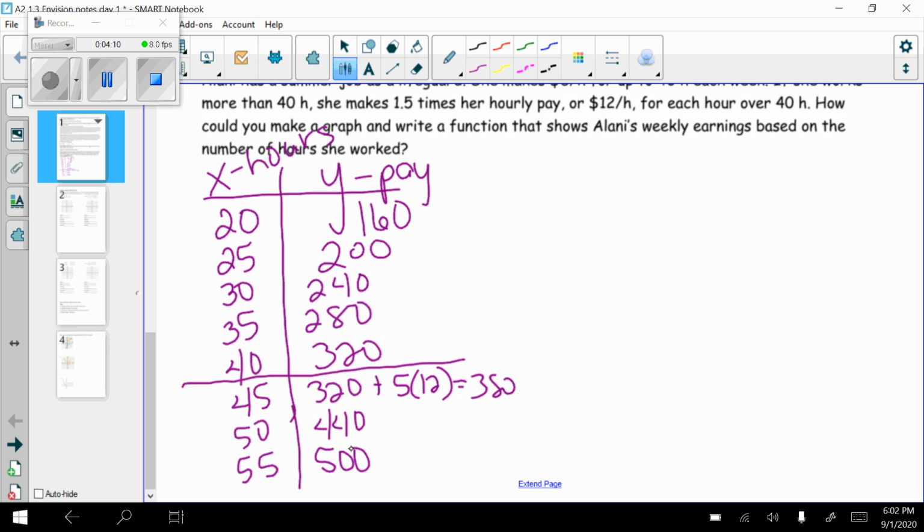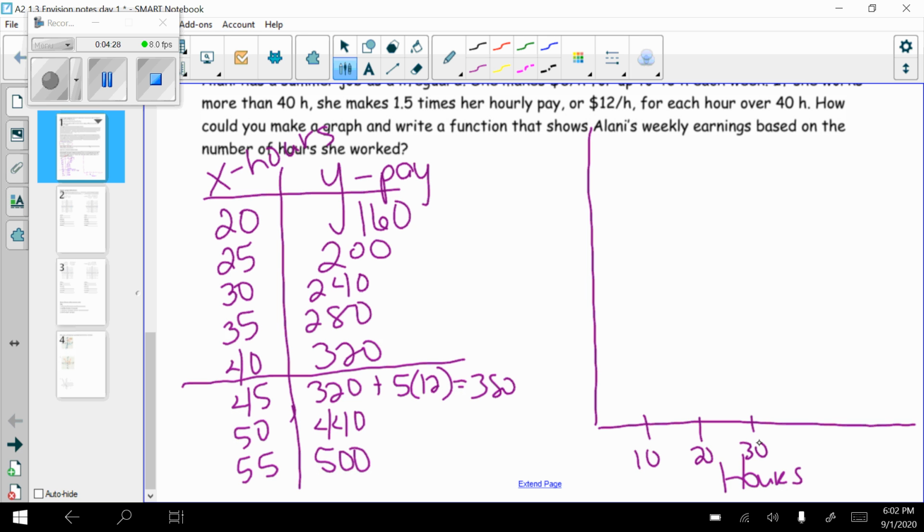So now that I have that, I can go ahead and draw my graph. Down here, these are the hours that we work. We have from 20 to 55, so I'm just going to go in increments of 10. So I'll do 10, 20, 30, 40, 50, and 60. Then our pay, 160, so I'm going to start at 100. I need to go all the way up to 500, so we can just go by hundreds. 200, 300, 400, and 500 at the top.